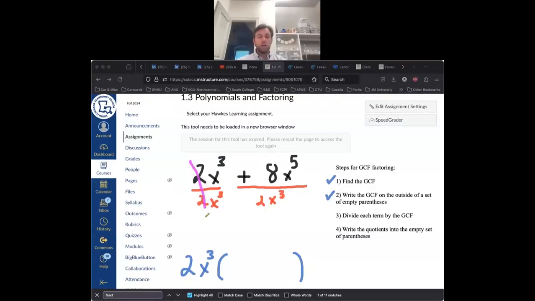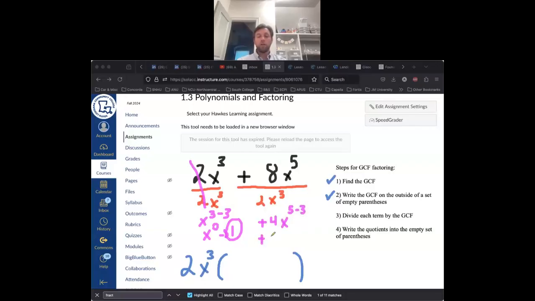So the 2's here cancel, and so do the x to the 3rd. But applying the quotient rule is x to the 3 minus 3, which is x to the 0, which is what? 1. So this thing right here is really a 1. Keep track of the 1. What about over here? We divide the 8 and the 2 to get what? Positive 8 and positive 2 to get positive 4. Apply the quotient rule to the x's: x to the 5 minus 3, top exponent minus bottom exponent.